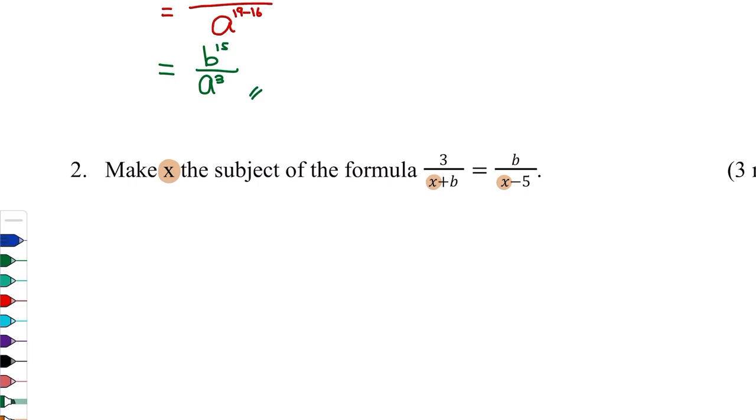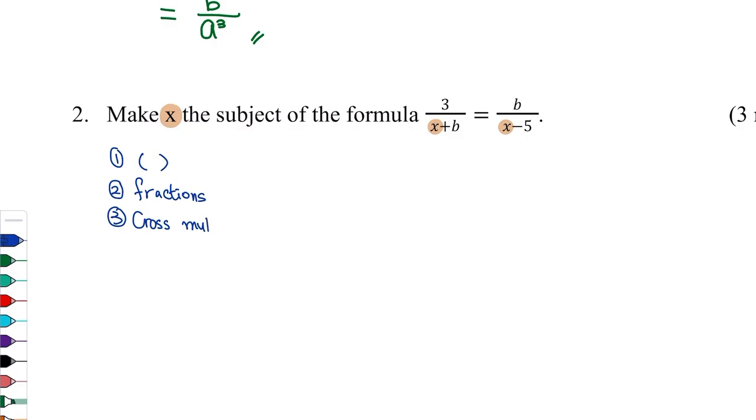So what we will do, your first step will be to see if there are any brackets. If no, then we see if there's any fractions, and we deal with the fractions, and then we will do the cross multiply, and then we will again open up the brackets if there are, because we will make brackets with the cross multiply. And then we open up all the brackets. Next, we will have to put the subject on one side.